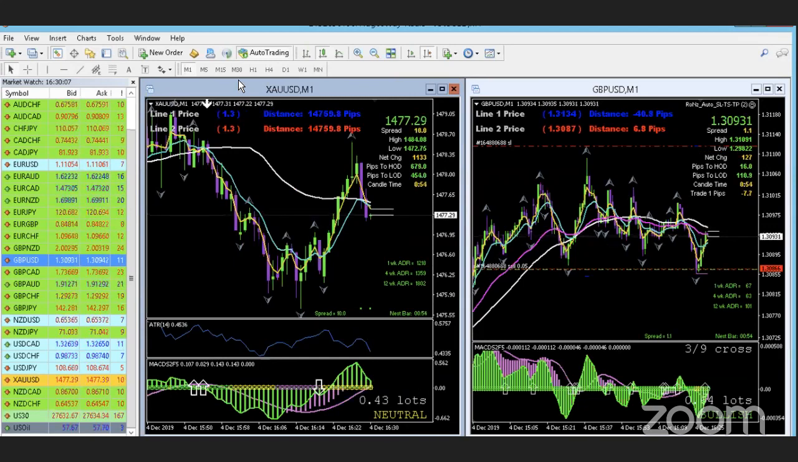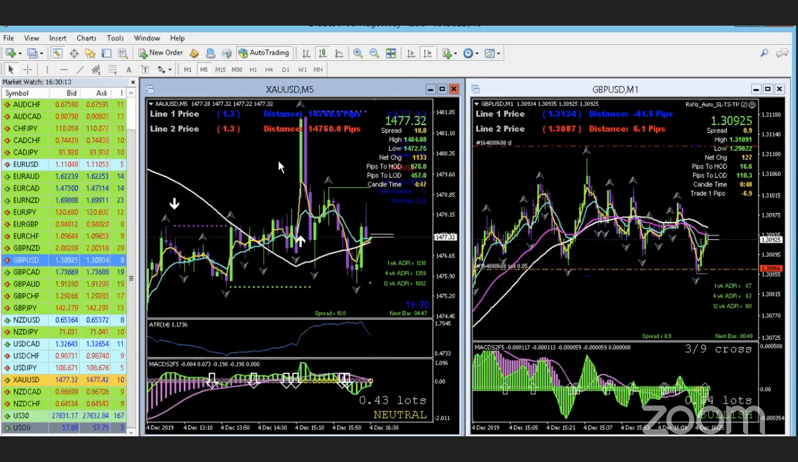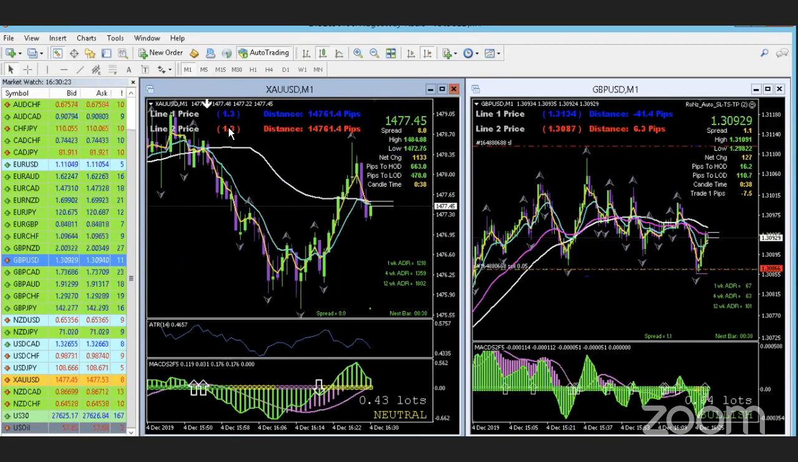So if this wasn't neutral, this would be... We're still above the 50, technically. We're not aligning yet on gold. Not at all.